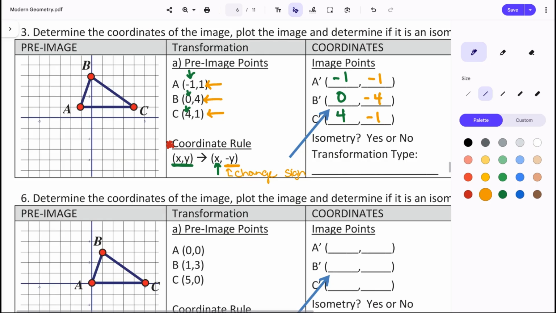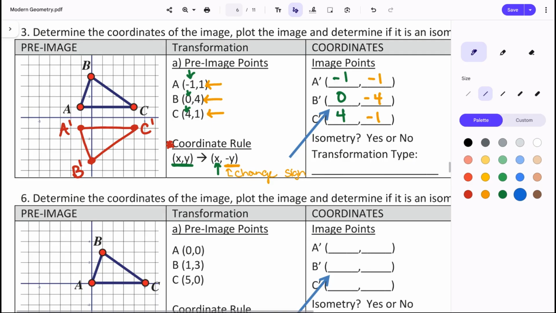Now let's graph this new shape. So A prime is at -1, -1. Make sure you label your points too with A prime and all those other labels. B prime is at 0, -4, and C prime is at 4, -1. Okay, so that's what it should look like.